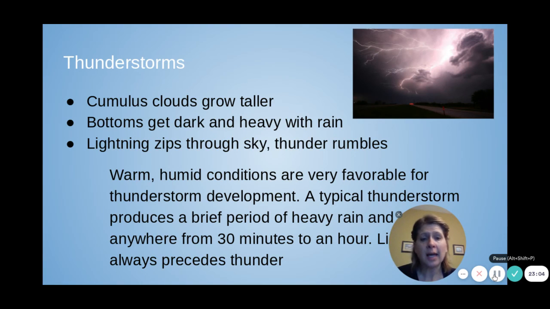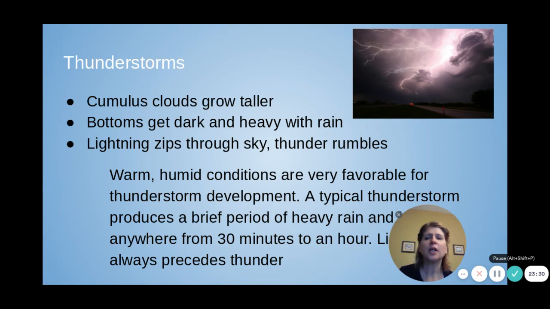Okay, if we talked about thunderstorms and we talked about tornadoes, now we're going to be talking about some of the storms that are associated with those types of clouds. Thunderstorms are cumulus clouds that grow taller, normally that change into cumulonimbus clouds. The bottoms get dark and heavy with rain. Lightning zips through the sky and thunder rumbles.